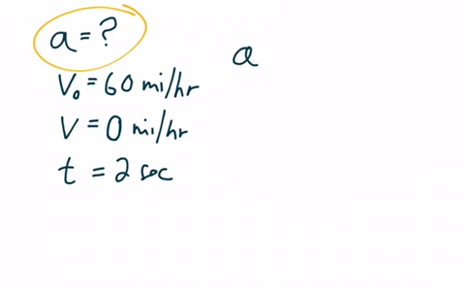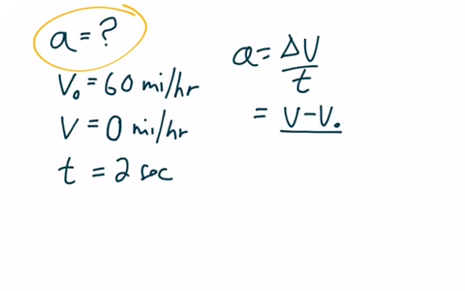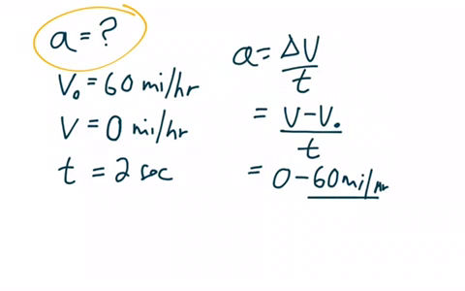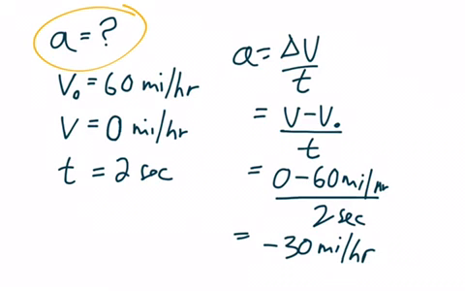So what we do is we get out the equation. A is change in velocity divided by time interval. Change in velocity in this case is v minus v naught, or final minus initial speed, or I should say final minus initial velocity. And my final is 0, my initial is 60 miles per hour. And I'm divided by a time interval of 2 seconds. And when you do that, you're going to get negative 30 miles per hour per second.